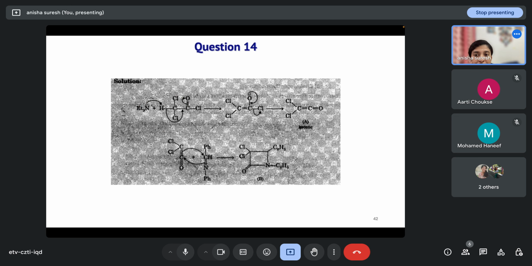This is the mechanism. Triethylamine will be abstracting this proton. Then it will result in the formation of this intermediate, and once oxygen pushes this electron back, the Cl will eliminate, leading to formation of the ketene. Then we are having this another 2 pi system. It will undergo a 2 pi cycloaddition reaction, resulting in the formation of this final product B. Okay, right?